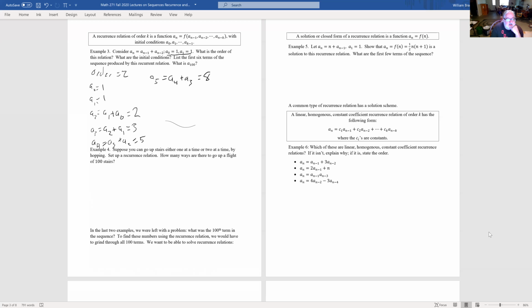Why do we only go to 5? Well, we started at 0, right? So 0, 1, 2, 3, 4, 5, that's 6 terms because we started counting at 0. This is something called the Fibonacci sequence. You may have seen it before.